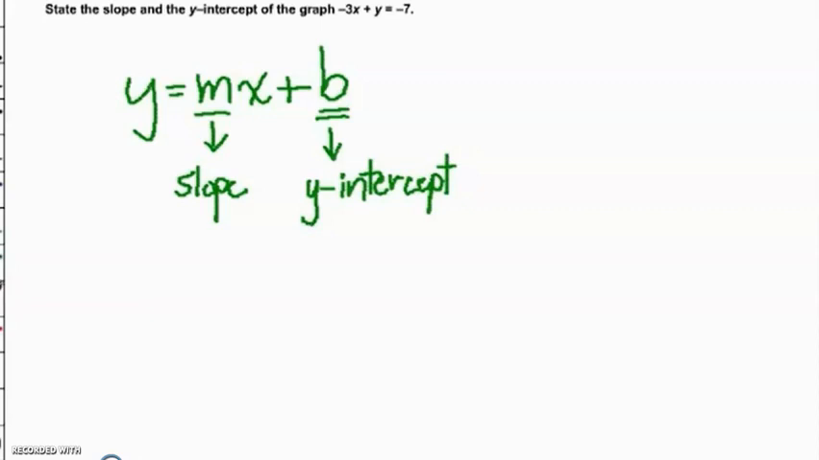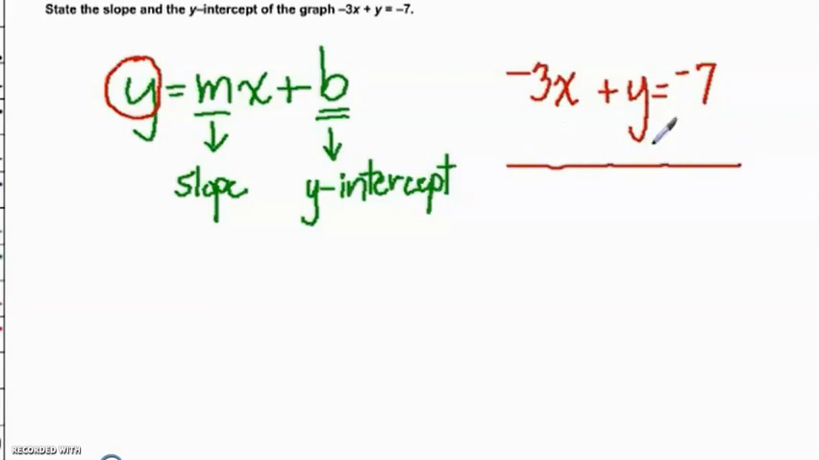So we do not have this formula written in slope-intercept form. The formula is written in negative 3x plus y equals negative 7. And what we want to do is get that y alone. We want it in y equals mx plus b format. So what we need to do is move that negative 3x. We want y alone on the left side. So instead of minus 3x, we're going to simply add 3x to both sides.